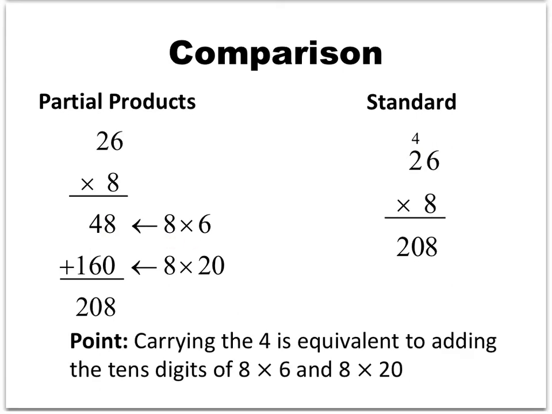So the point here is that carrying the 4 over here in our standard algorithm is really equivalent to adding the tens digit of the 8 times 6 and then the tens digit of the 8 times 20. So this carrying a 4 over here in the standard algorithm is really a condensed version of what we did over here in the partial products algorithm. And in fact, that's really all the standard algorithm is. It's a condensed version of the partial products algorithm. We're going to take the steps from over here and combine them into fewer steps in our standard algorithm.